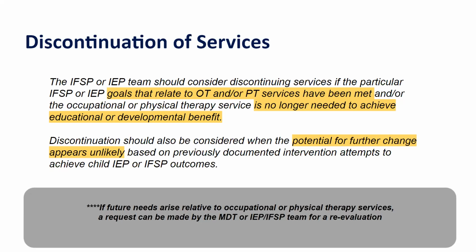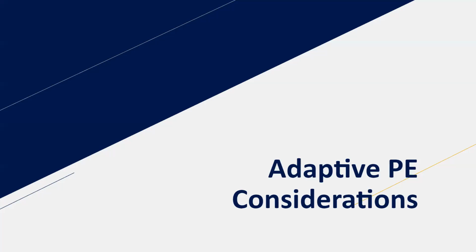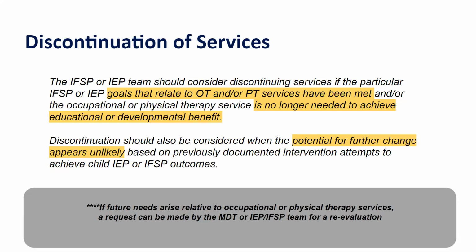In that case, the team can discontinue those services if the potential for further change appears unlikely. And we just want to state that in the MDT forms and in the IEP as to why as a team we've identified that they do not need this service any longer. Okay. Any questions about occupational therapy or physical therapy services and decisions based on that?